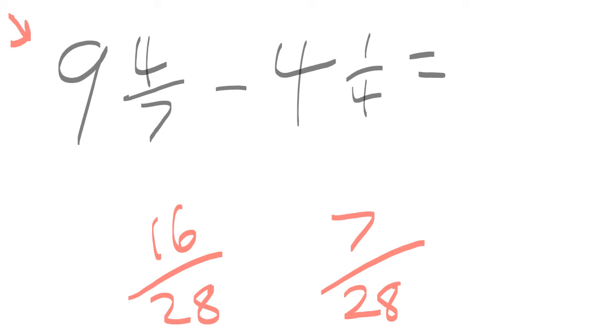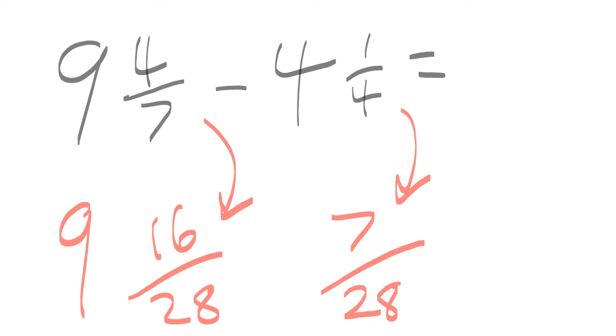Right, look, we've made equivalent fractions. 1/4 equals 7 over 28, same as a quarter. 4/7 equals 16 over 28, it's the same as 4/7. So now our new sum, a much easier sum, is 9 and 16/28, take away 4 and 7/28, which is much easier to do.